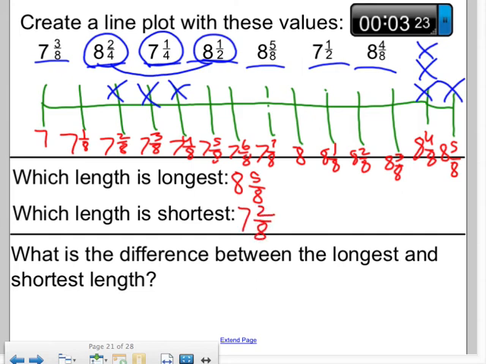And then what they like to do with line plots is they like to throw a math question in there. Swam. They like to go, what is the difference between the longest and shortest length? What does that mean? We gotta do something. Subtract. Subtract is correct. So what do we subtract? We subtract the longest, which was 8 and 5/8, minus the shortest, 7 2/8.